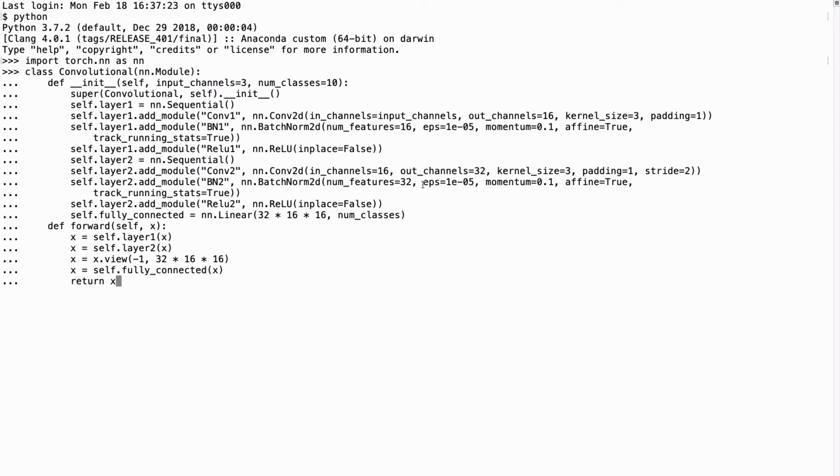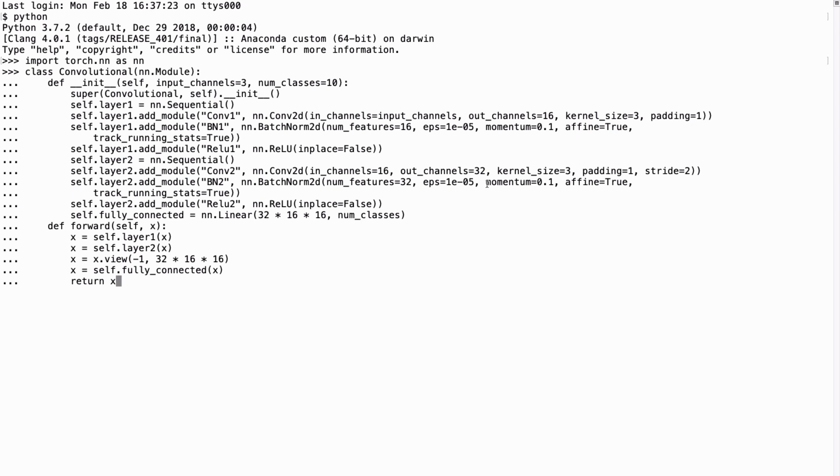Eps, or epsilon, is a value added to the denominator of the batch normalization calculation. This is just to improve numerical stability, and should only be modified with good reason. The batch norm function will keep a running estimate of its computed mean and variance during training for use during evaluation of the network. This can be disabled by setting track running stats to false, in which case the batch statistics are calculated and used during evaluation as well.